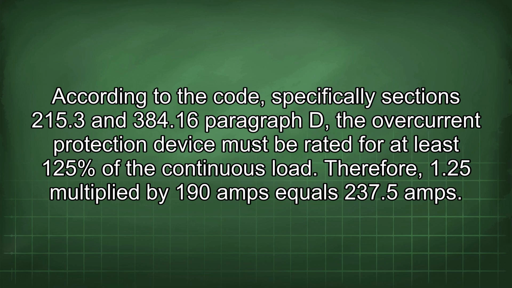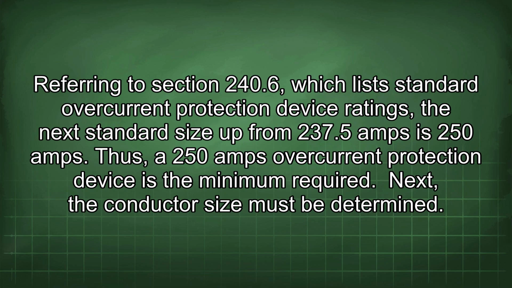According to the code, specifically sections 215.3 and 384.16 paragraph D, the overcurrent protection device must be rated for at least 125% of the continuous load. Therefore, 1.25 multiplied by 190 amps equals 237.5 amps. Referring to section 240.6, which lists standard overcurrent protection device ratings, the next standard size up from 237.5 amps is 250 amps. Thus, a 250 amps overcurrent protection device is the minimum required.